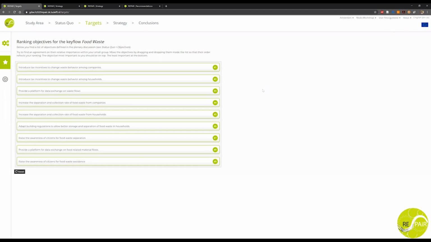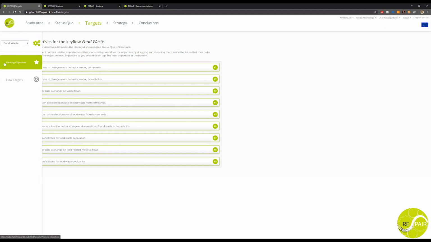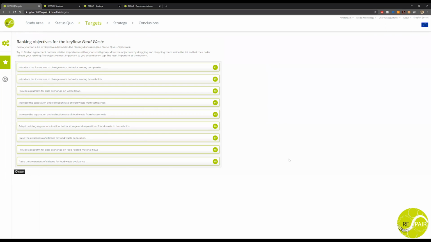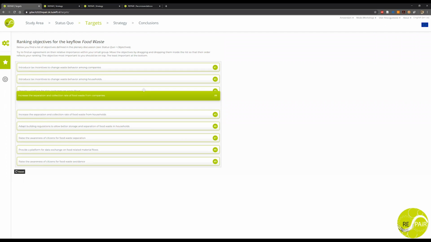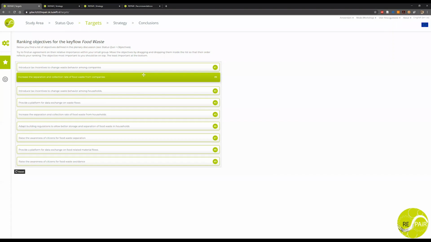In the next step, called targets, participants of the pool workshop agree to a ranking of the circular economy goals and connect these goals to flow targets. To rank a circular economy goal in the GDSE, participants select a goal box and drag it to a desired rank, for example, second rank.